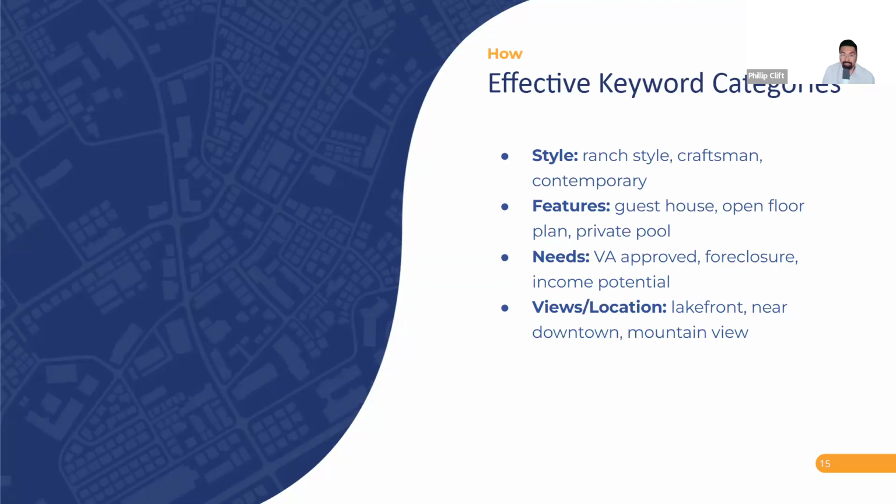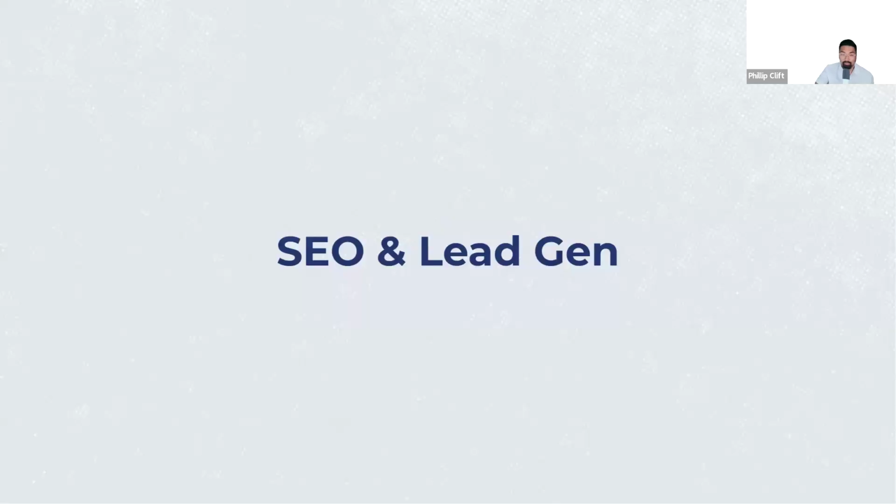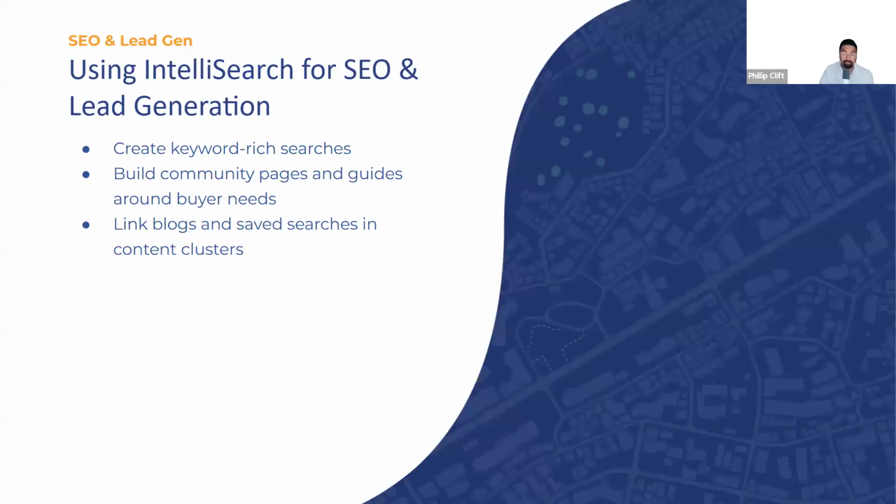And you can always mix and match these categories, right? You can do VA approved ranch style homes with a mountain view, maybe. And this is where I encourage you all to get creative with the keywords you're using and targeting, because this is how we can leverage it for SEO and lead generation, and it being IntelliSearch, right?